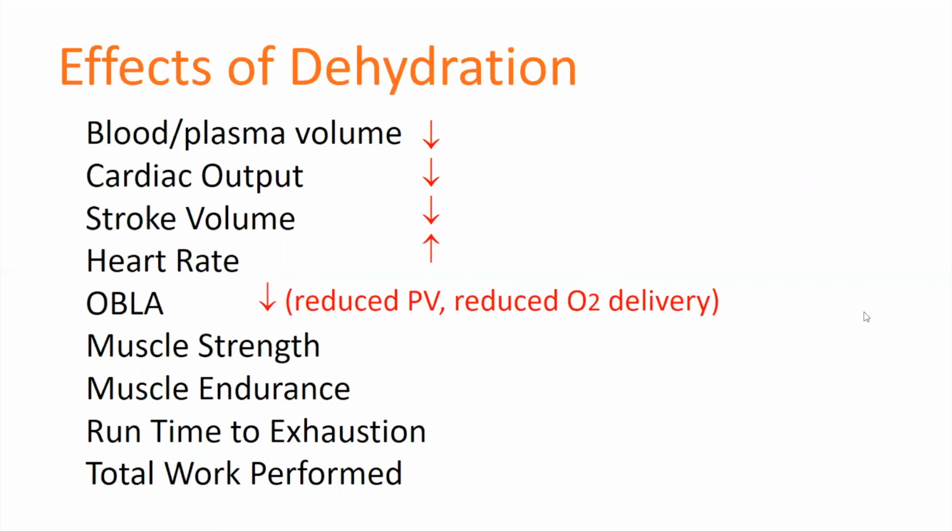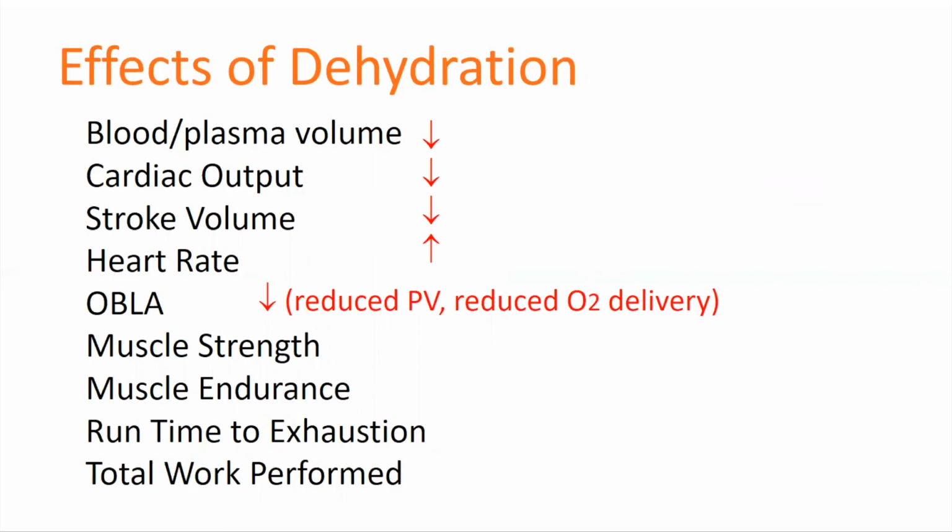The onset of blood lactate, or the ventilatory threshold, or the anaerobic point would be reduced because with a reduction in plasma volume, now we have a reduction of oxygen delivery. So now we're going to shift our reliance more on the anaerobic metabolism because we're not supplying the aerobic metabolism with enough oxygen. So our ventilatory threshold would drop, which means the intensity at which we could perform exercise would be reduced.